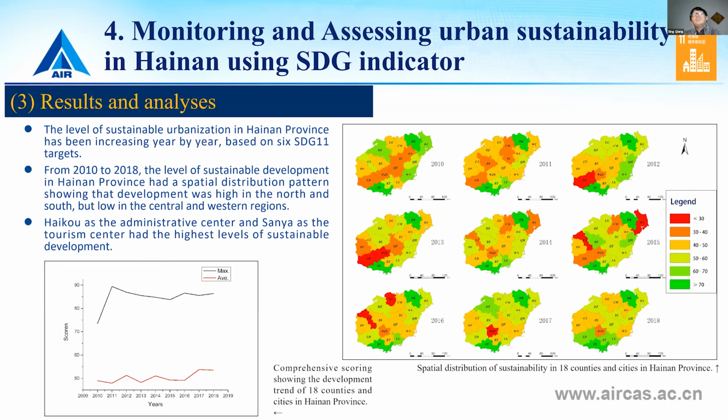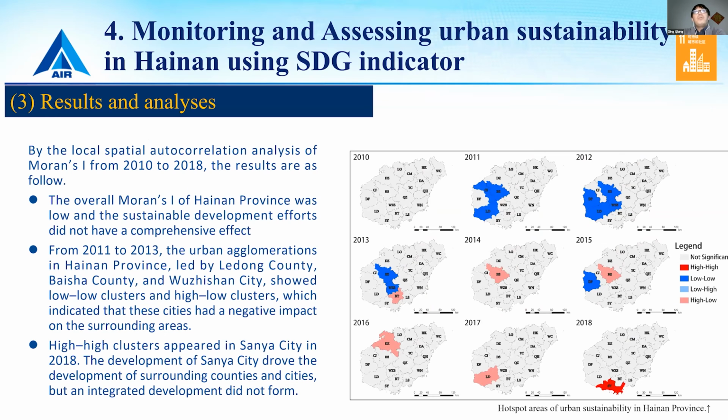Another issue is we also try to use the Moran index to assess the spatial autocorrelation at the county level for Hainan province. So this indicator can detect the hotspot area of urban sustainability in Hainan province. It can detect high-high or low-low, and high-low regions for the urban sustainability index.